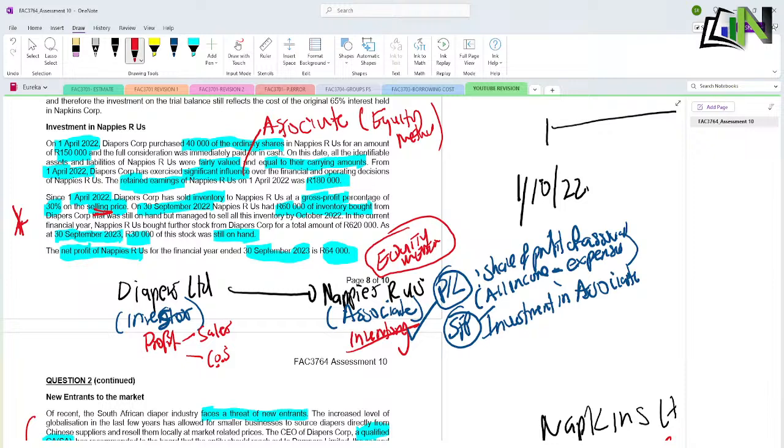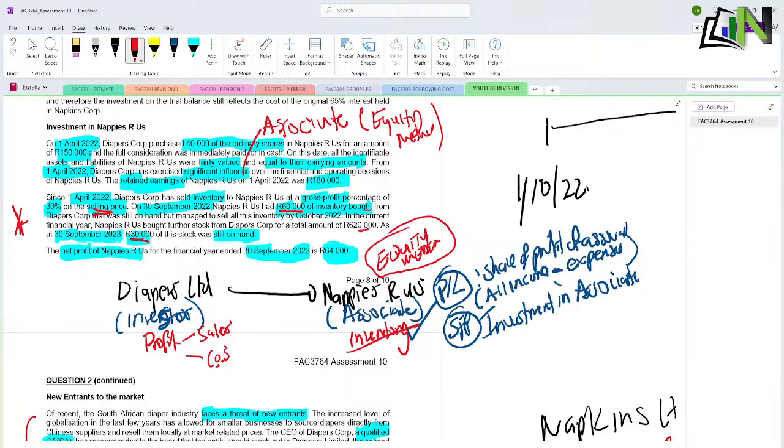All right, so we continue. It then says that on the 30th of September 2022, Nappies R Us had 60,000 of inventory bought from Diapers Corp that was still on hand, but managed to sell all of it by October. So by the end of last year, we had 60,000 as the closing balance on inventory, which was bought from Diapers. In the current financial year, Nappies R Us bought further stock from Diapers Corp for a total of 620,000. As at 30 September 2023, 30,000 is the closing balance. The 620,000 is the sales during the year.